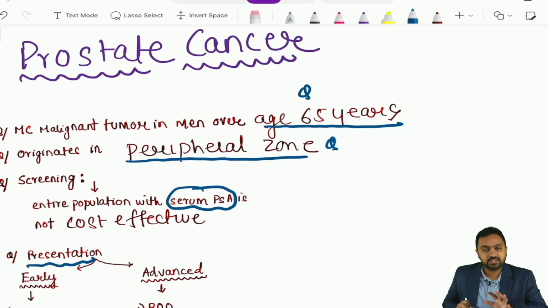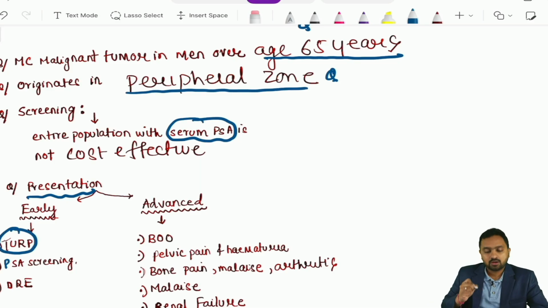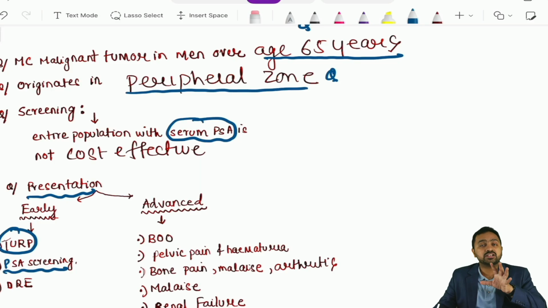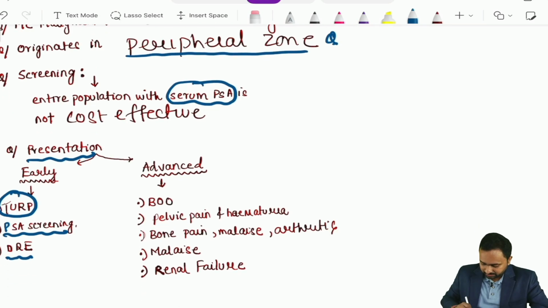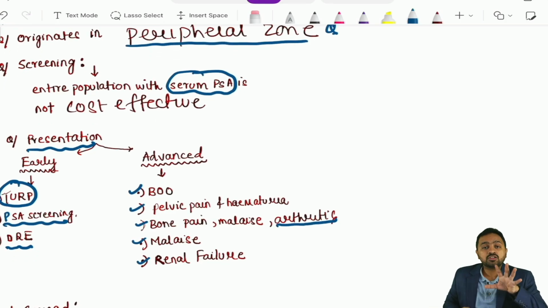Then regarding presentation, it could be an early or an advanced presentation. The symptoms are usually from advanced prostate carcinoma. Early disease is usually detected while doing a TURP, a PSA screening, or on digital rectal examination when you find a nodularity in the prostate gland. Advanced prostate cancer presents with bladder outlet obstruction, pelvic pain, malaise, renal failure, bone pain and arthritis. Right, so these are the basic presentations of prostate carcinoma.